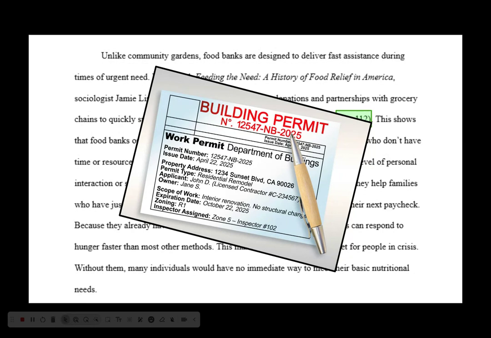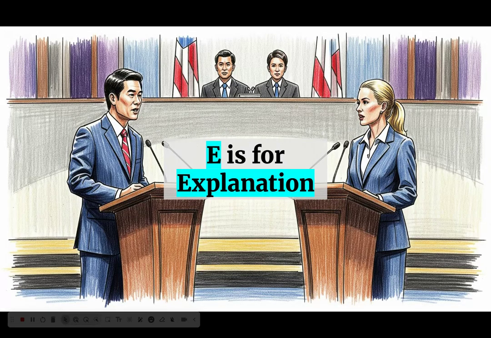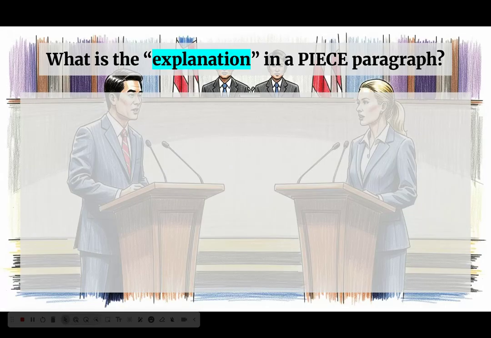Think of your citation like a building permit. The building permit lets you know that the house is credible and that someone with authority has stamped it and said, yes, this is approved, this is good. In the same way, the citation says, yes, this is an approved source, this is good, and you should believe it. And finally, we get to E for explanation.